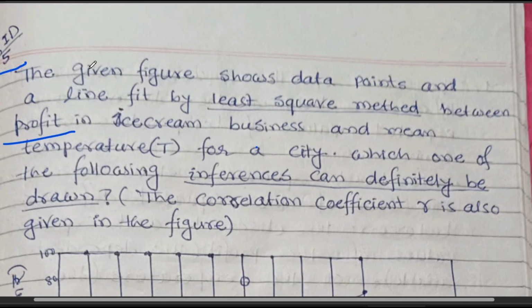The given figure shows data points and a line fit by the least squares method between profit in an ice cream business and mean temperature T for a city. Which one of the following inferences can definitely be drawn? The correlation coefficient R is also given in the figure.